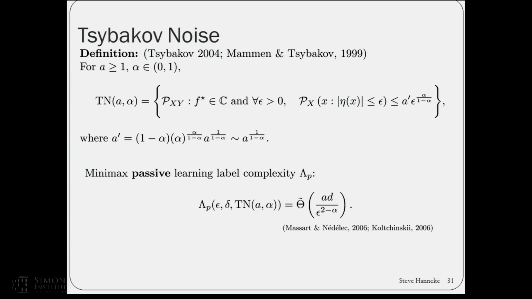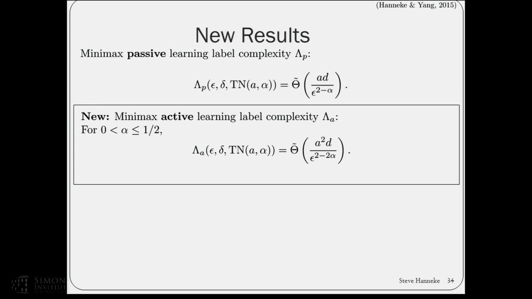Right, so that's passive learning. And in active learning, I'm going to state the result in 2 parts. The first part is sort of the high noise case, where alpha is between 0 and 1/2. And we get a very simple result there. Active learning gets a squared VC dimension over epsilon to the 2 minus 2 alpha. Okay, so what we did is we took passive learning and multiplied it by epsilon to the alpha, or improved by a factor of 1 over epsilon to the alpha, however you want to say it.